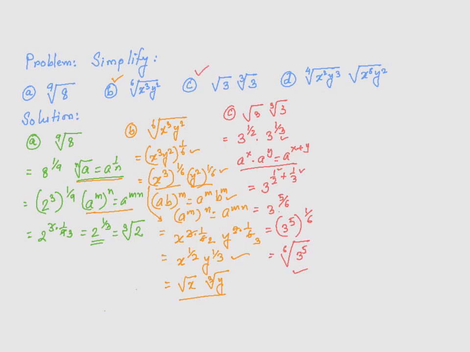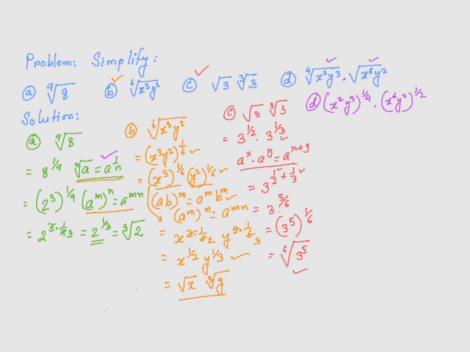Now the last one, D, is going to be the case that we need to simplify this term and this term. Okay, so this is a product here. So it's going to be x squared y cubed to the power 1/4 times x to the power 6 y squared to the power 1/2. What definition did I use? This one. The nth root of a number a is a to the power 1 over n.